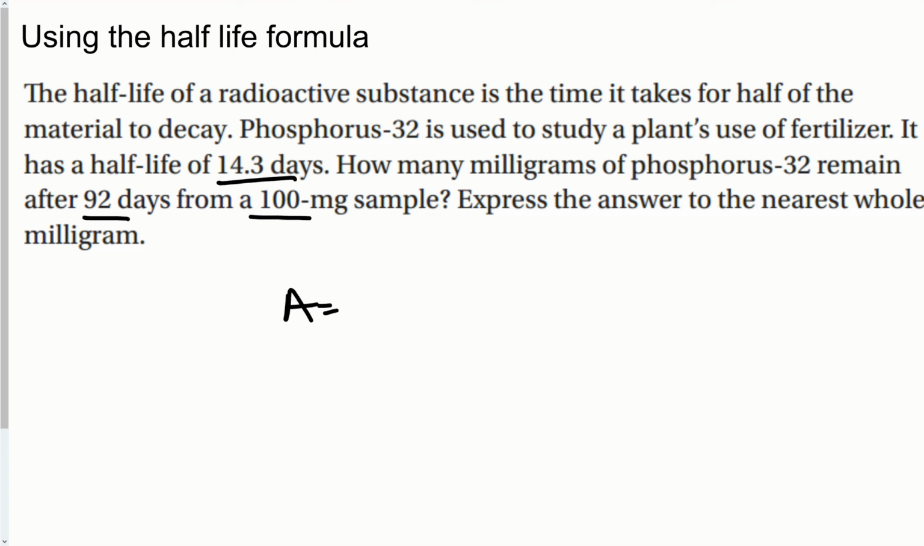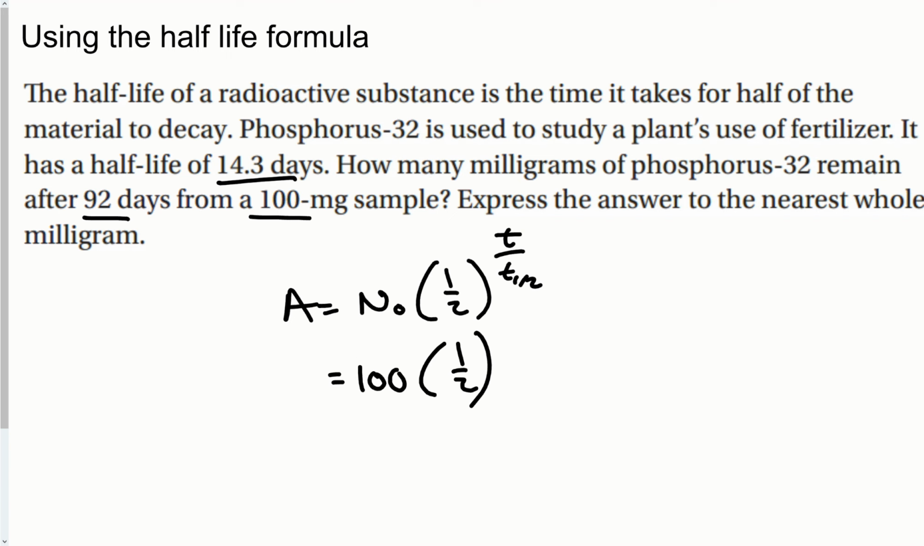So the amount that's left over is going to be your initial amount times 1/2 to the t over the half-life. Okay, so my initial amount was 100. That's 1/2. Total time was 92 days. Half-life was 14.3 days. 92 divided by 14.3. We raise 0.5 to that power and multiply by 100, and we get that there are 1.16 milligrams left after 92 days.